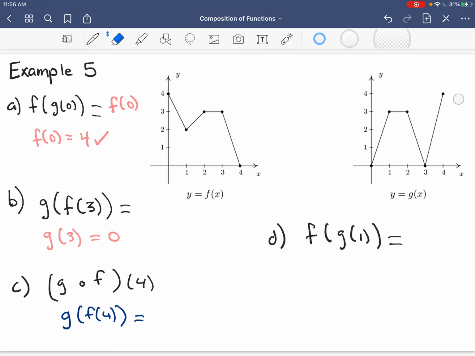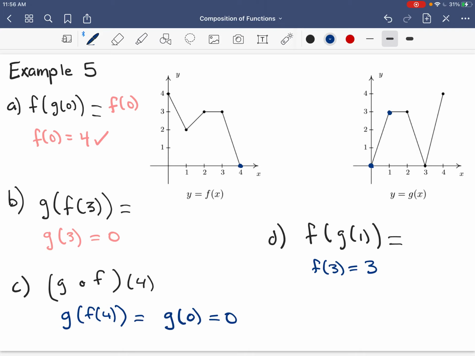And why am I highlighting? It's g of f of 4, which means we need to do f of 4 first. F of 4 is 0. So we want to do g of 0, which also equals 0. G of 0 is here. So then last we have f of g of 1. So g of 1 is 3. And then f of 3 is equal to 3.